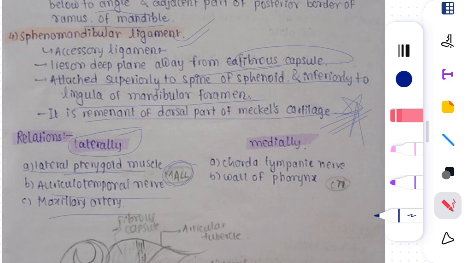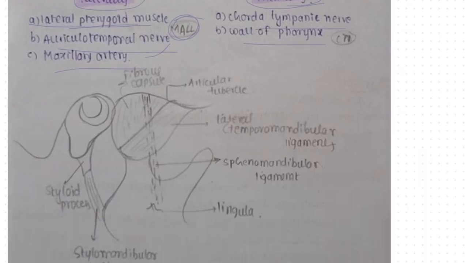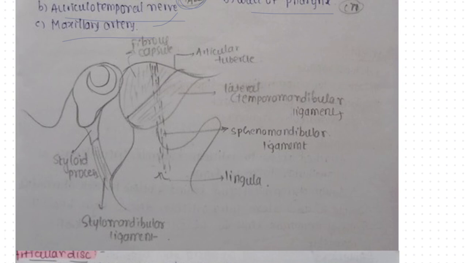Its relations you can remember with the mnemonic MALL. M is for maxillary artery, A is for auriculotemporal nerve, L is for lateral pterygoid muscle, and L laterally. Medially are the chorda tympani nerve and the wall of the pharynx.